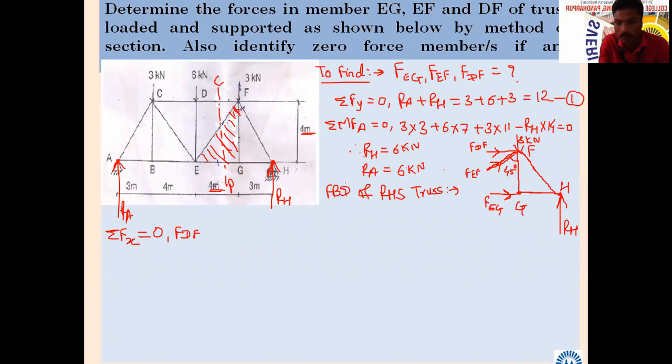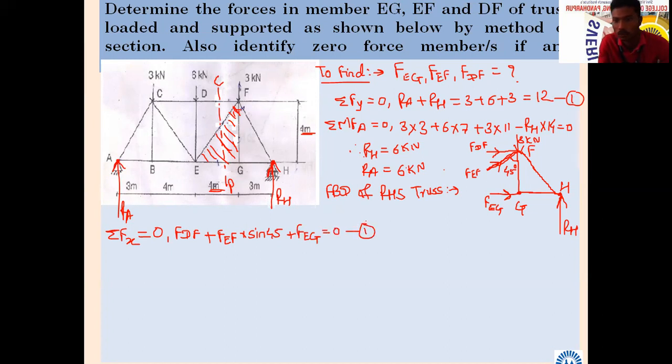45. What will be its x component? Whether it will be plus or minus? Plus. How much? F EF sin 45. Very good. Anything else is remained? One force is still remained. What is that? F EG equal to 0.